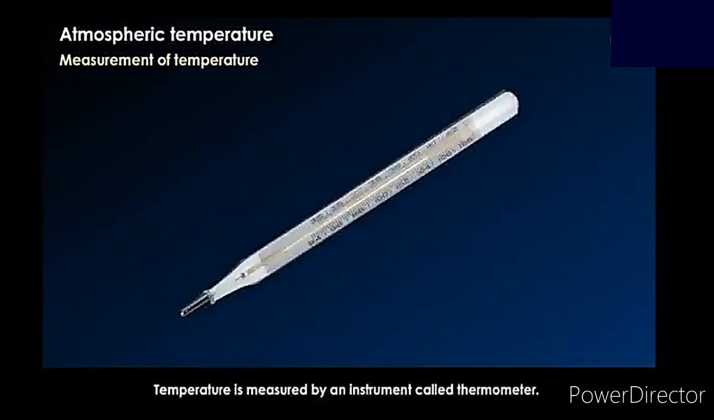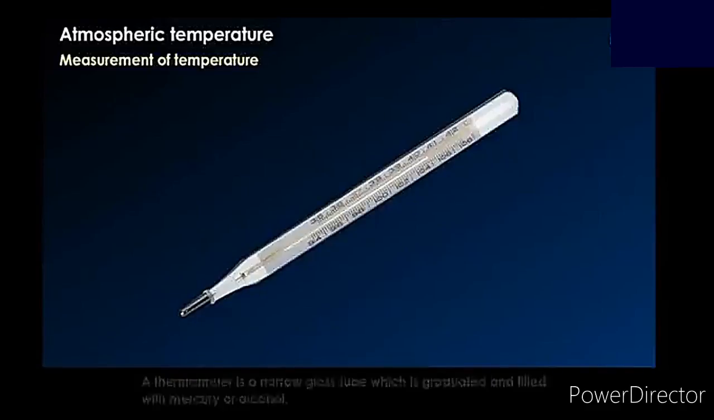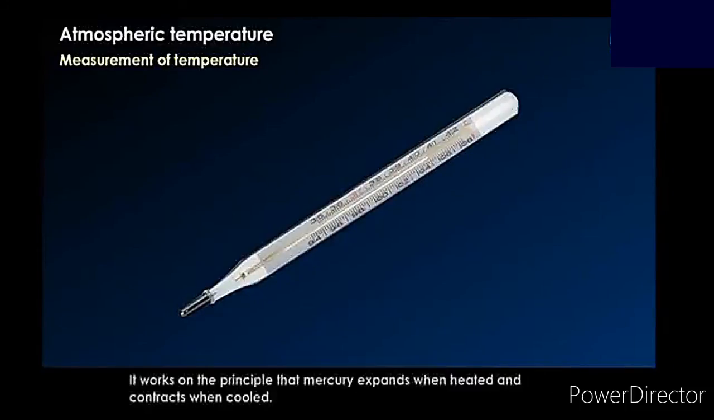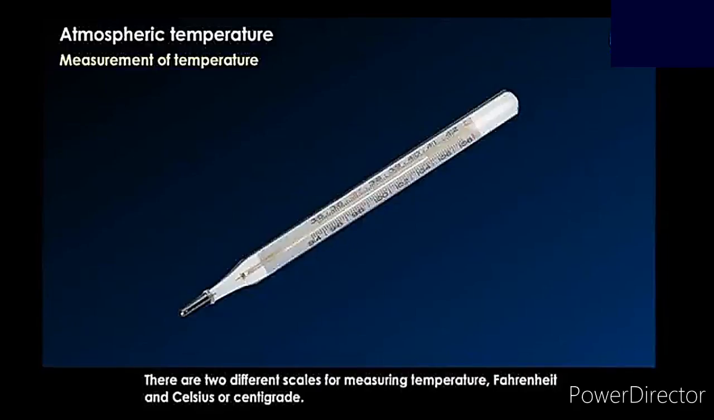Now, measurement of temperature. Temperature is measured by an instrument called a thermometer. It is a narrow glass tube which is graduated and filled with mercury or alcohol. It works on the principle that mercury expands when heated and contracts when cooled. There are two different scales for measuring temperature, Fahrenheit and Celsius or centigrade.